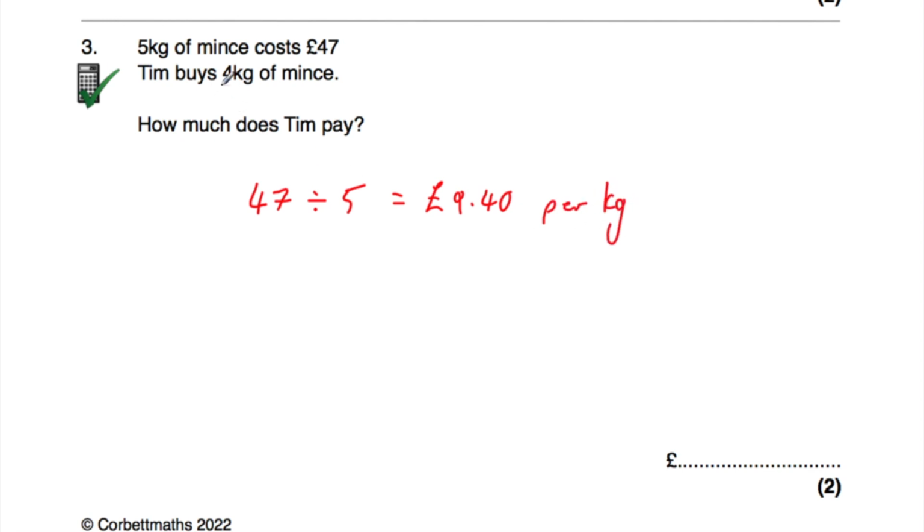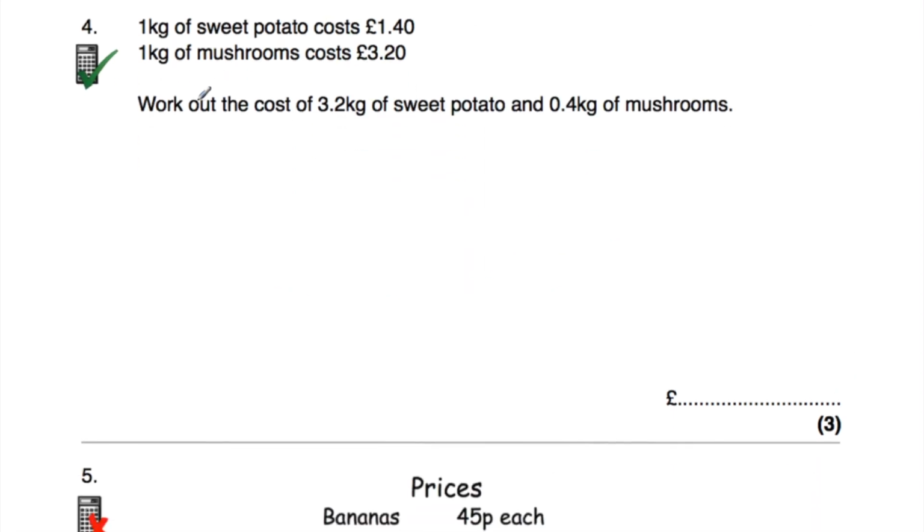Now we want to find the cost of 4 kilograms because Tim buys 4 kilograms of mince. It's £9.40 per kilogram. So if we multiply £9.40 by 4, that'll be the cost. So £9.40 multiplied by 4 is equal to £37 and 60 pence. So the cost for 4 kilograms of mince would be £37 and 60 pence. So let's write that down, £37 and 60 pence. Okay, let's have a look at our next question, question number 4.